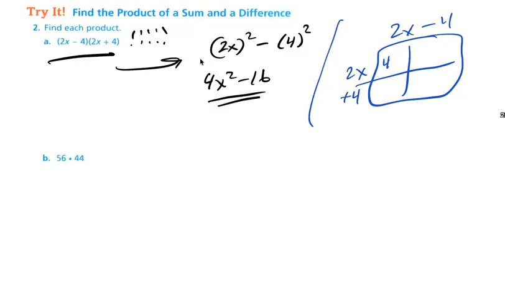Right, you get 4x squared here. You get negative 8x, positive 8x, minus 16. These would cancel out, and you get 4x squared minus 16. So it works out either way. But it's a nice one. I like the difference of two squares.